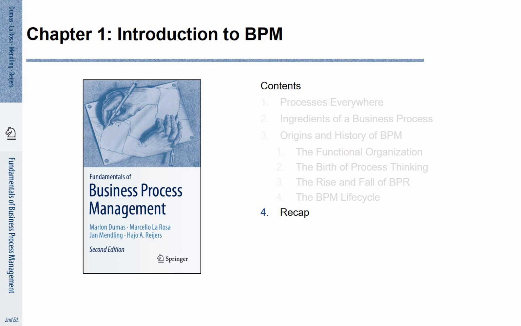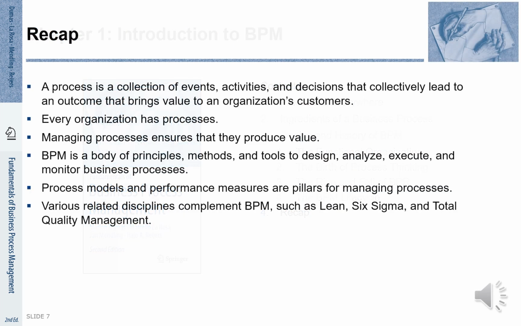We recap this chapter 1. We have seen that a process is a collection of events, activities, and decisions that collectively lead to an outcome that brings value to an organization's customers. We have seen that every organization has processes, and that managing those processes ensures that they produce value.